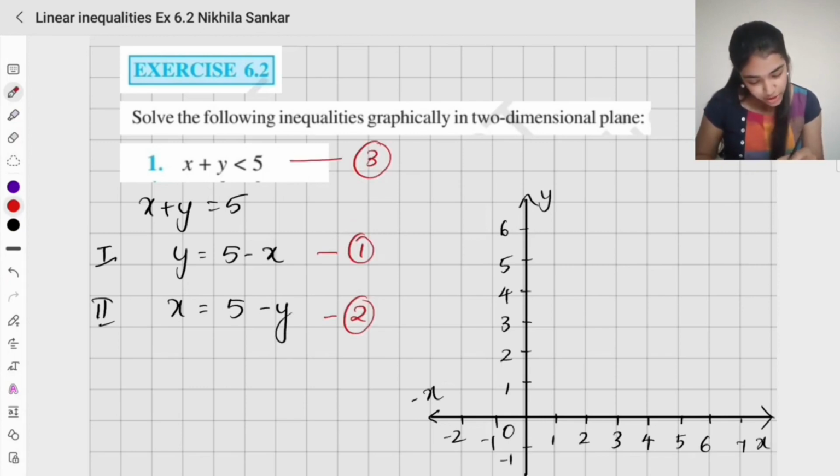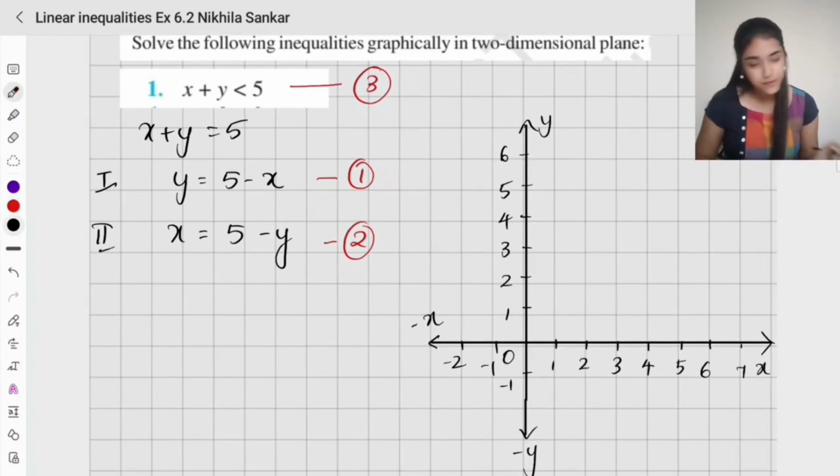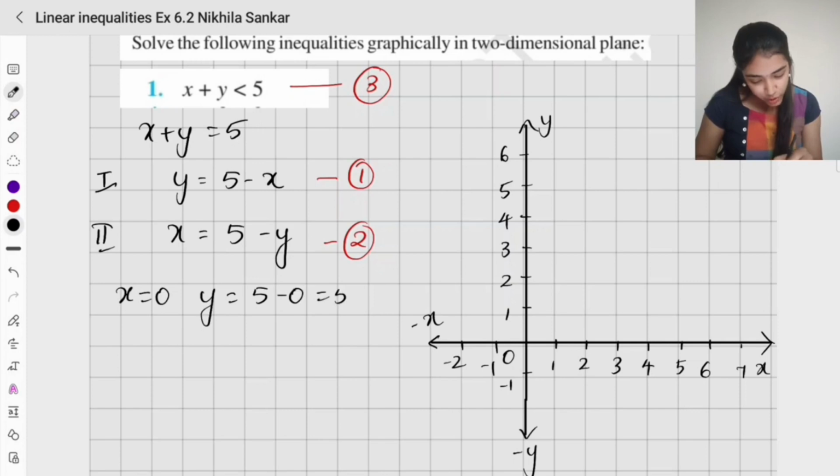I will have my inequation to be 3. Okay, we will substitute 0, 0. I will name all the 2 equations and the inequation. Now I have to take the value of x to be 0. Then what is the value of y going to be? 5 minus 0 which is going to be 5. Similarly, if y is 0, what is my value of x? X is going to be 5 minus 0 which is going to be 5.